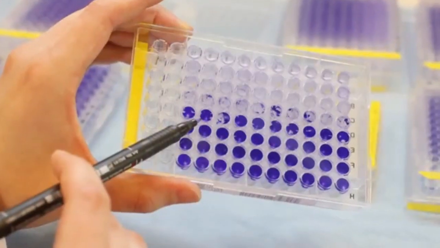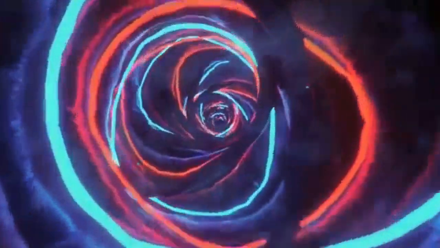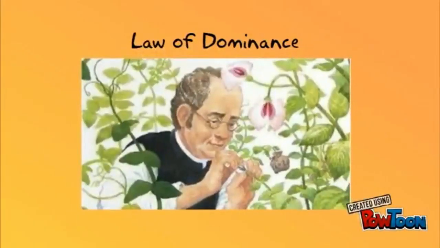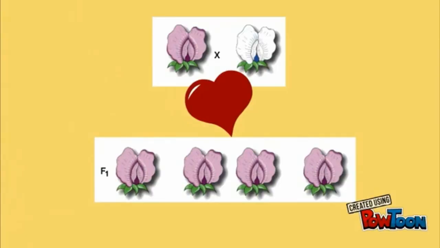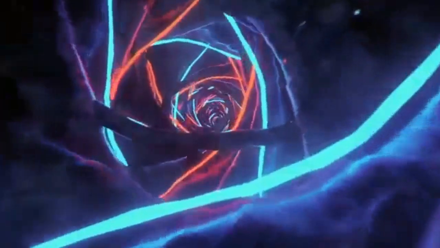Let's leave it to Joanna to enumerate the three. First, principle of dominance. One allele must dominate another. One allele was dominant over the other in the F1 generation.